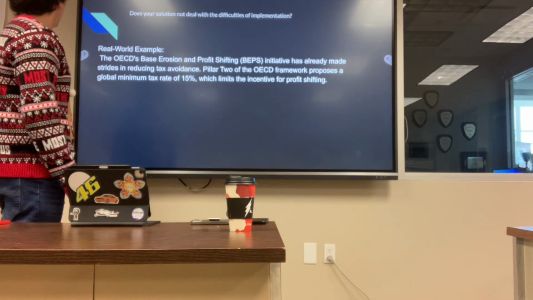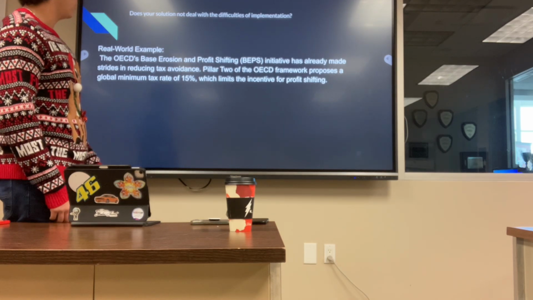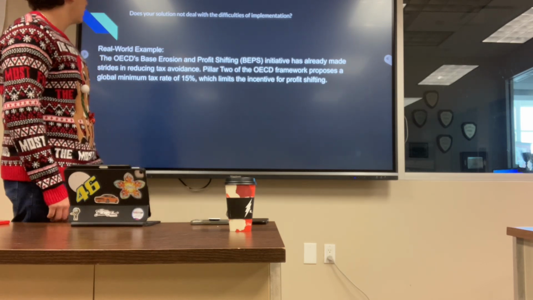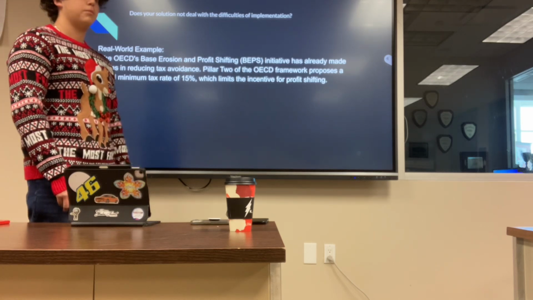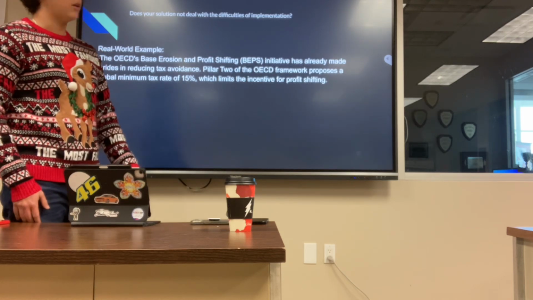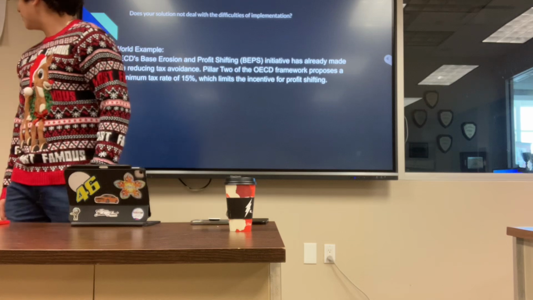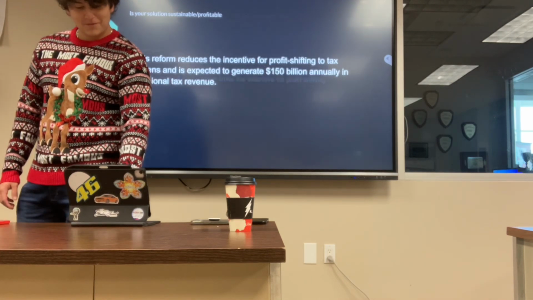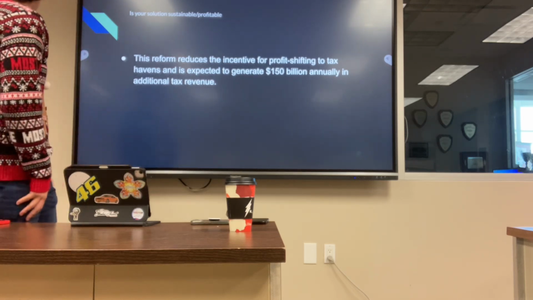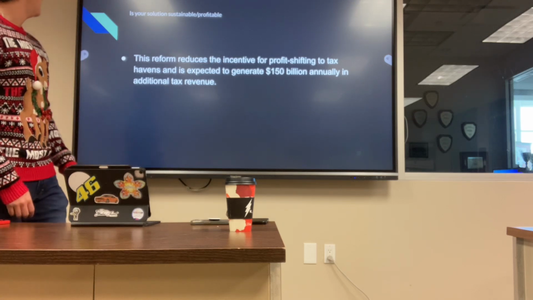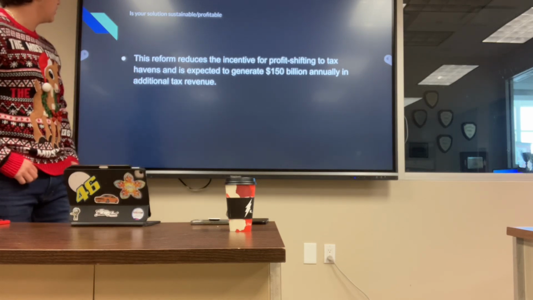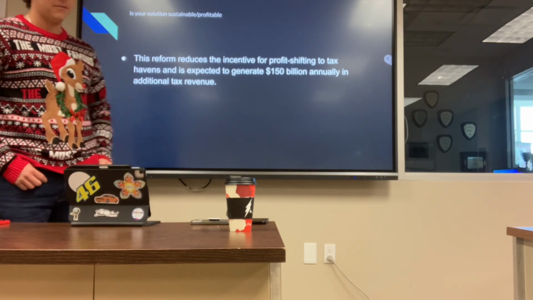A real world example: the OECD Base Erosion and Profit Shifting Initiative has already made strides in reducing tax avoidance. Pillar 2 of the OECD framework proposes a global minimum tax rate of 15%, which limits the incentive for profit shifting. This reform reduces the incentive for profit shifting to tax havens and is expected to generate around 150 billion annually in additional tax revenue.